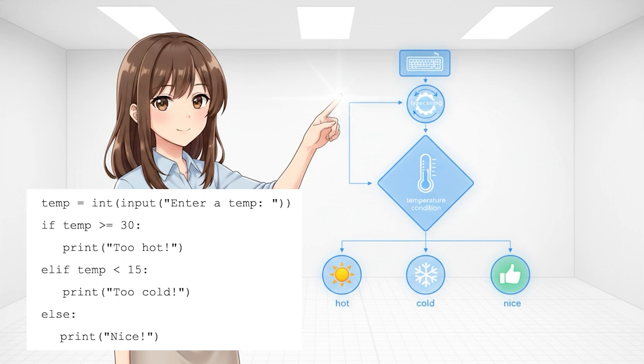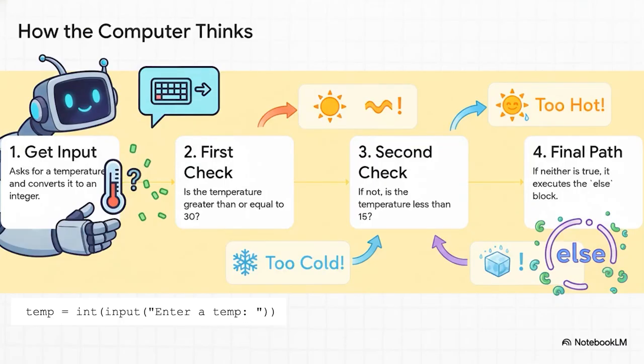We're getting input, we're converting its type, and we're making a selection. Let's trace this exactly how the computer would. Step 1, it hits the first line, asks for the temperature, and immediately converts the user's answer into an integer. Step 2, it does the first check. Is the temperature 30 or higher? If the answer is yes, it prints too hot, and then it's done. The rest of the code is skipped, but if it's not, it moves on.